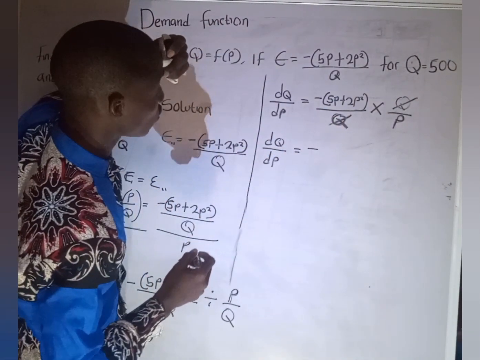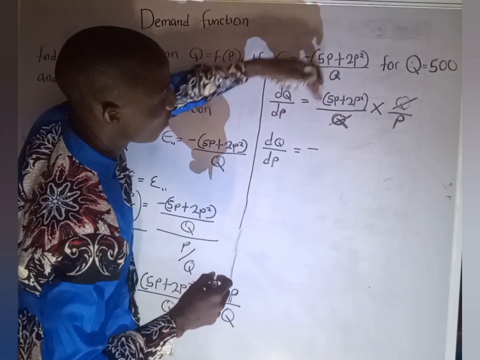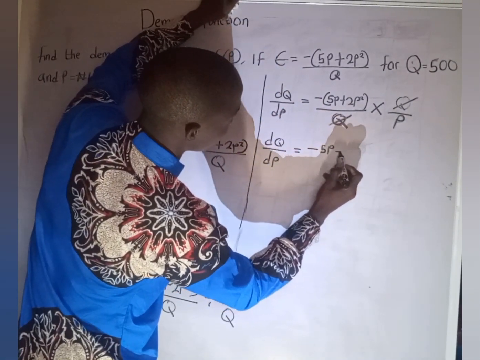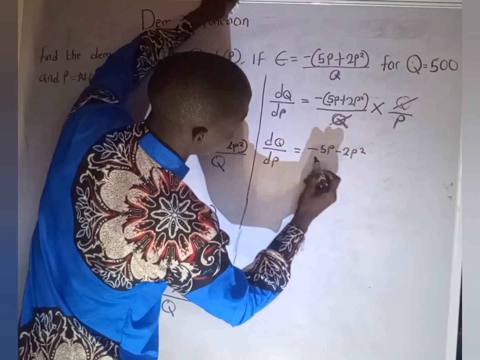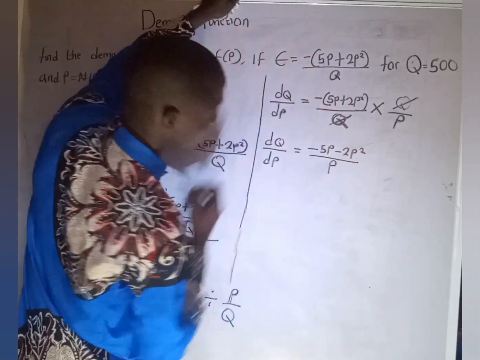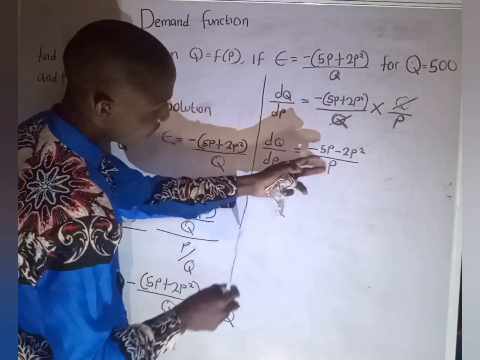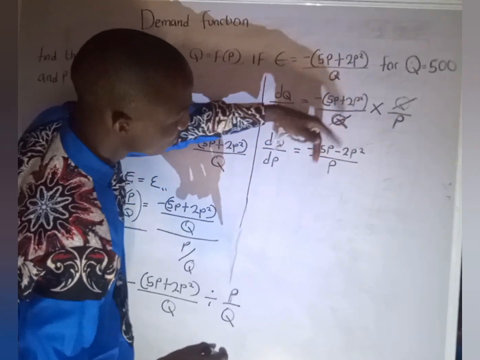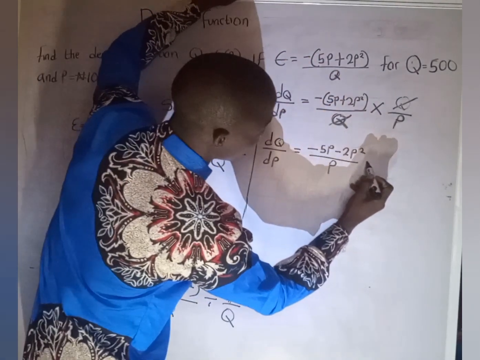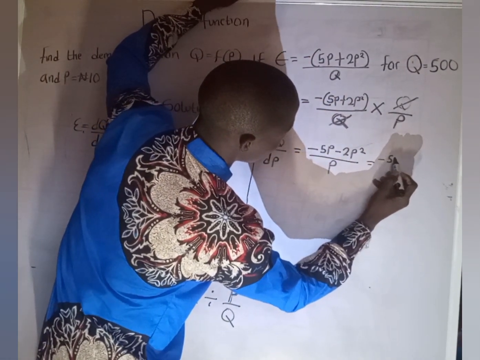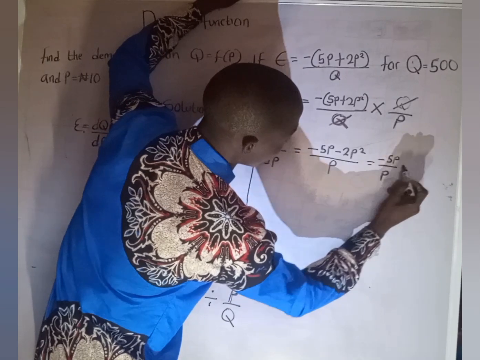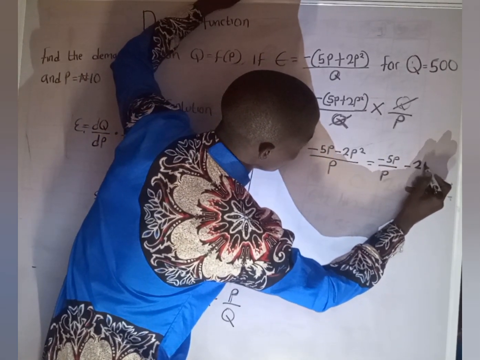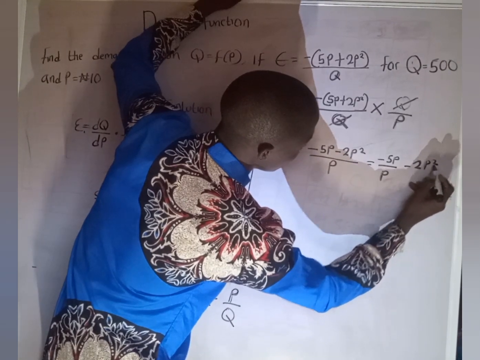Now, I want to open the bracket with this minus sign. So I'm going to get minus 5p minus 2p squared all over P. This P will divide this P, and it will also divide this P, because this equation can be written as minus 5p all over P minus 2p squared all over P.